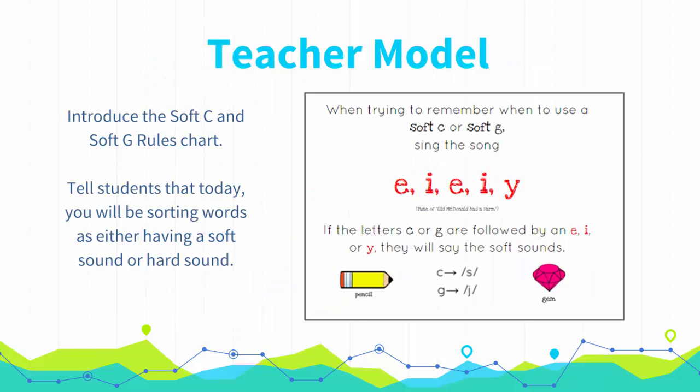Next begins the teacher model. Introduce the Rules to Remember chart. Have this chart readily available for students to reference during the lesson and throughout the day. Explain that we will use this chart to help us sort words that have a hard and soft consonant sound.